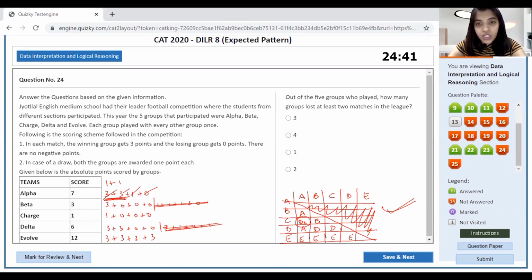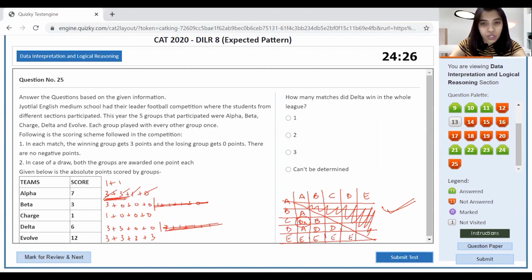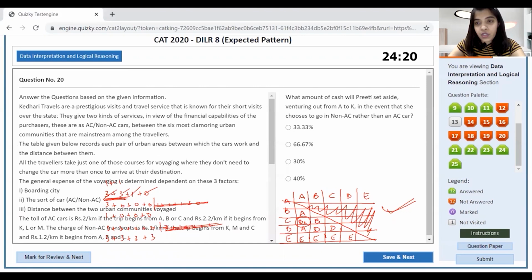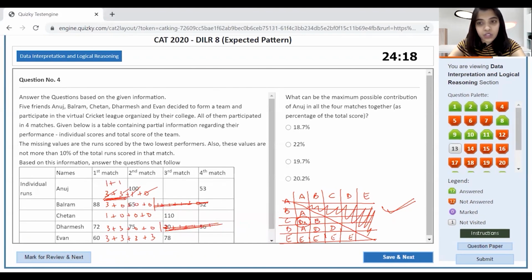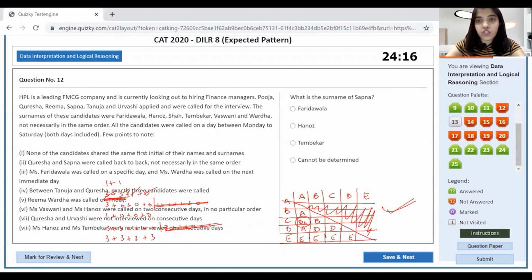How many groups lost at least 2 matches in the league? So let's look at here. Not this. Yes, yes, yes. Not this. At least 2. So we have 3 teams losing at least 2 matches. Delta won how many in the whole league? So we have Delta, 2 matches in the whole league, right? Now let's go back. Let's do this one.